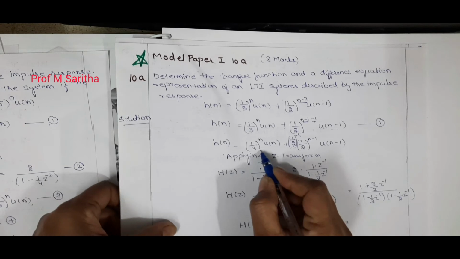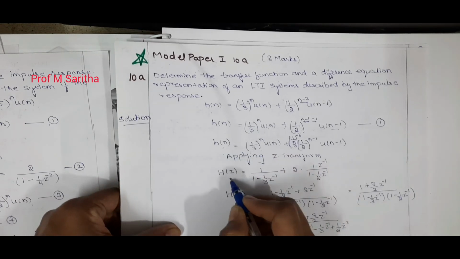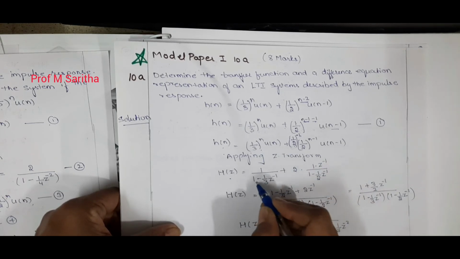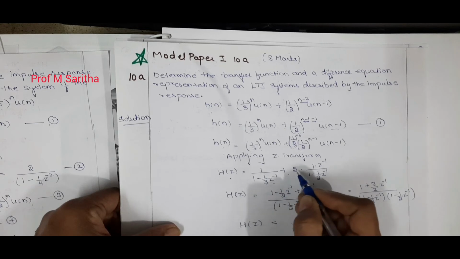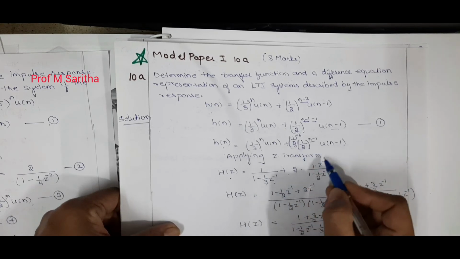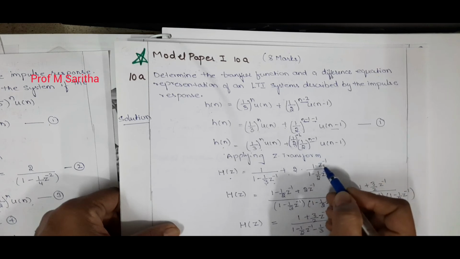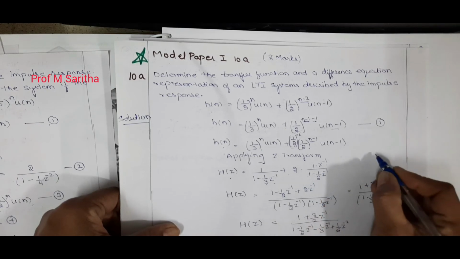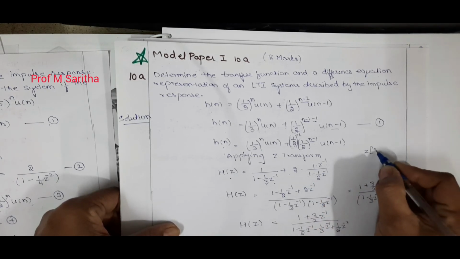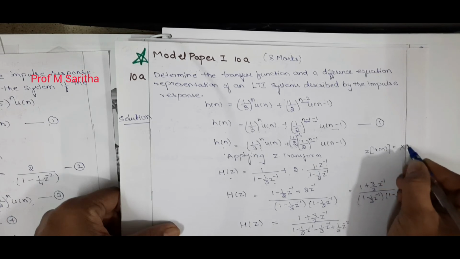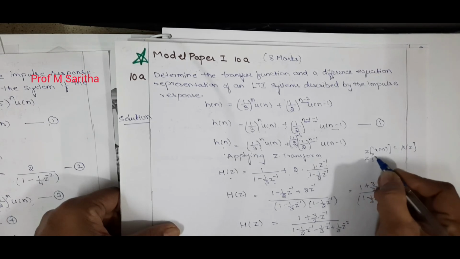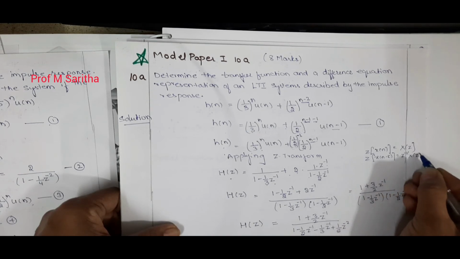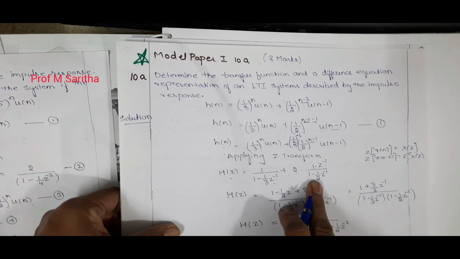So applying the z transform, h of n, z transform is h of z, and (1/3)^n u of n, z transform is 1 divided by 1 minus 1/3 z inverse, plus 2 into the shifted version, therefore z raised to minus k, z raised to minus 1, divided by 1 minus 1/2 z inverse. Here we know that z transform of x of n is x of z, then the shifted version of the signal will be z raised to minus k x of z. So here this is the shifted version of the signal.